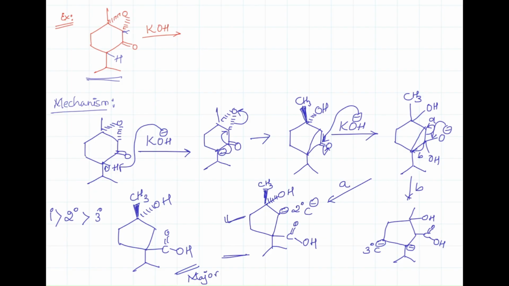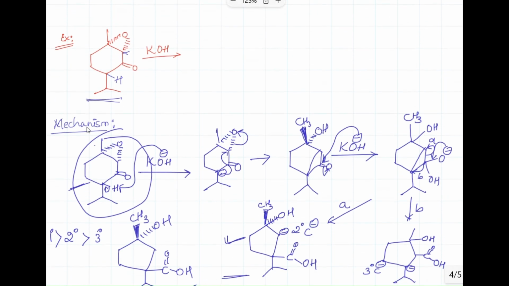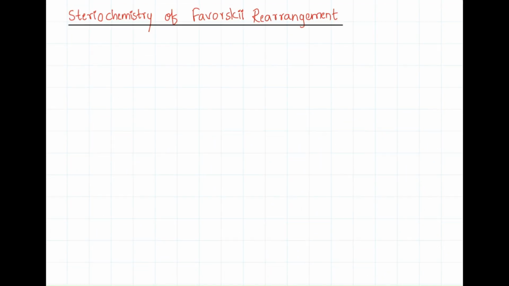right? Before going to the stereochemistry of Favorskii rearrangement, note one point: in cyclic alpha-haloketones, it results in ring contraction because one carbon migrates while the three-membered intermediate opens, right? Here, when the three-membered ring is opening, one carbon will be migrating. Ring contraction will occur in the presence of cyclic α-haloketones. Let us discuss the stereochemistry of Favorskii rearrangement.